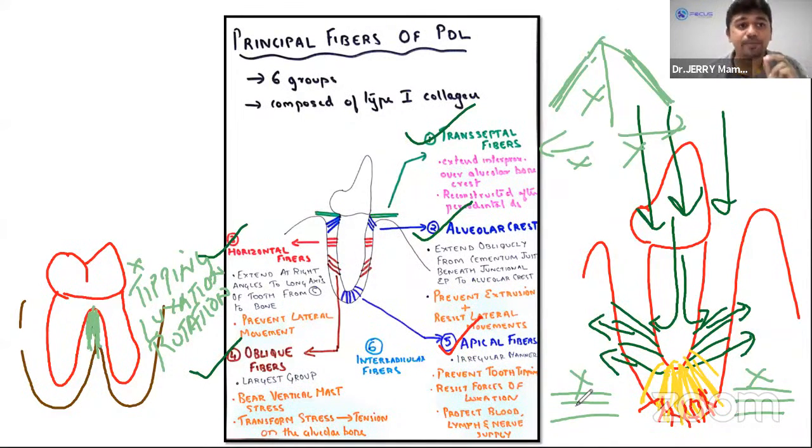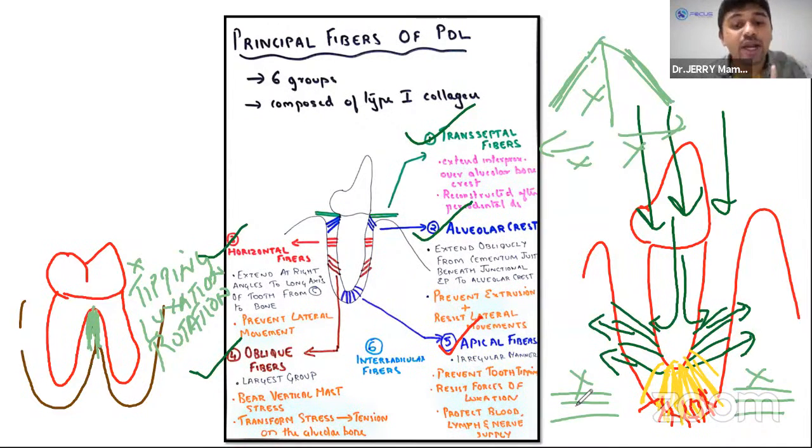Then you have your apical fibers seen in the apical region, irregularly arranged. What are the functions? Prevent tooth tipping and luxation. But another most important feature is to protect the blood, lymph, and the nerve supply in that apical region.